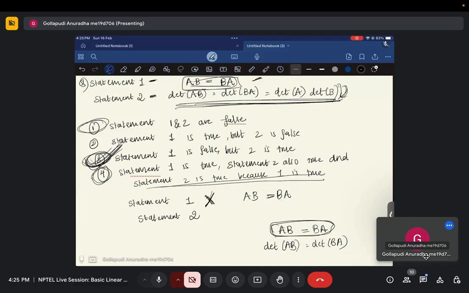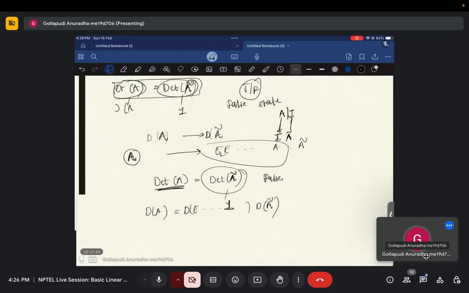Yes, ma'am. So for the determinant of AB, I'm talking about square matrices here. The determinant of AB is equal to the determinant of BA, which is equal to the determinant of A times the determinant of B. This is true, but the reason is not commutativity, because matrix multiplication is not commutative. So you have to be clear about matrix multiplication and the determinant of the product of the matrices. I hope this clears some concept for you.